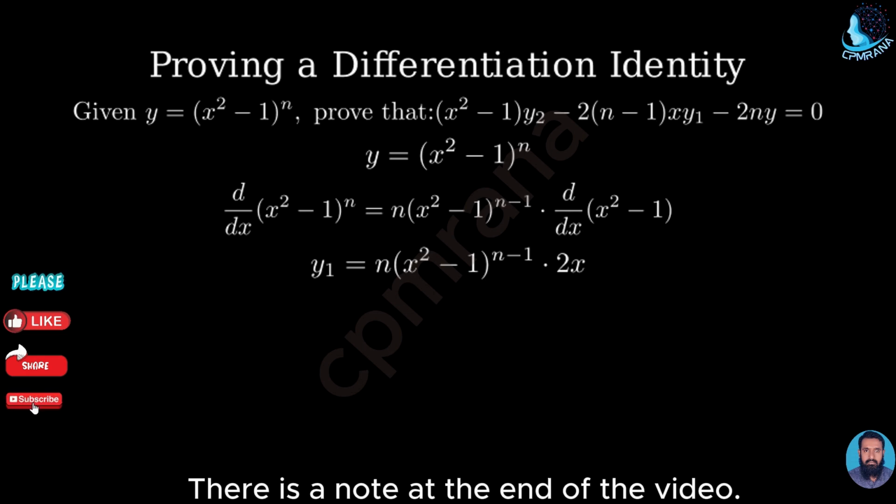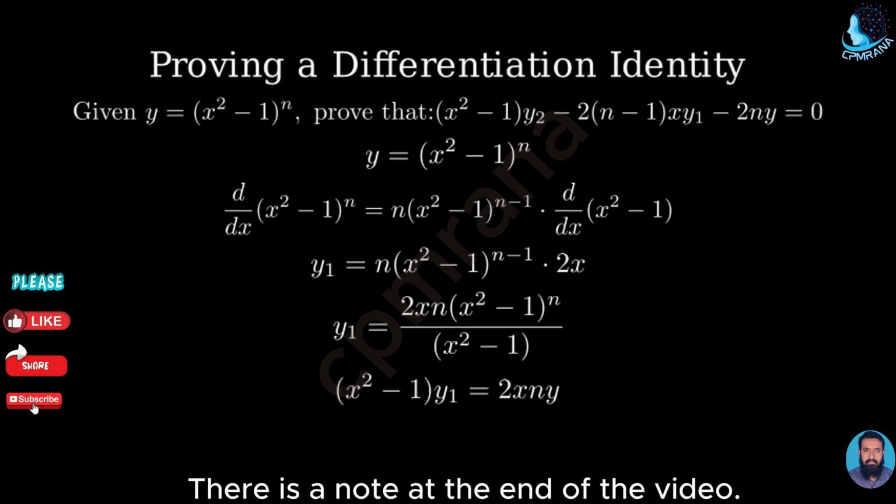We can simplify this expression. By rearranging, we get y sub 1 equals 2xn times (x squared minus 1) to the n divided by (x squared minus 1). From this, we can multiply both sides by (x squared minus 1) to get (x squared minus 1) times y sub 1 equals 2xny.